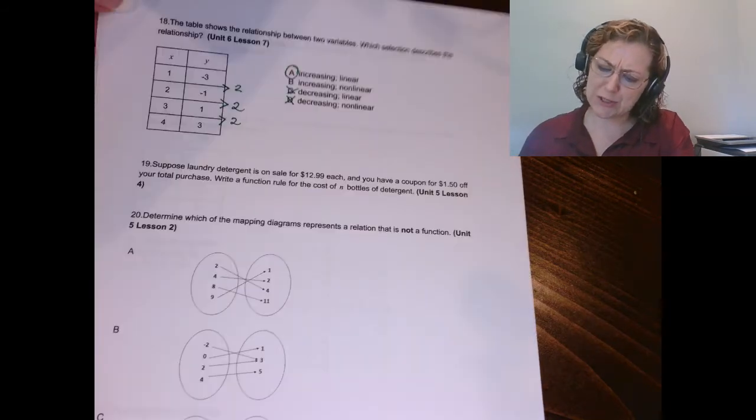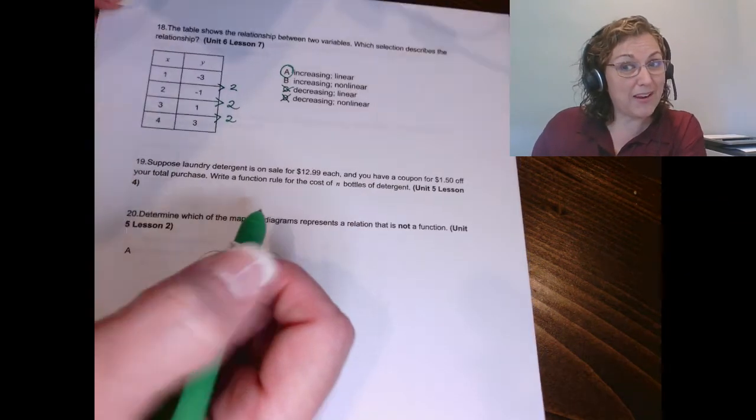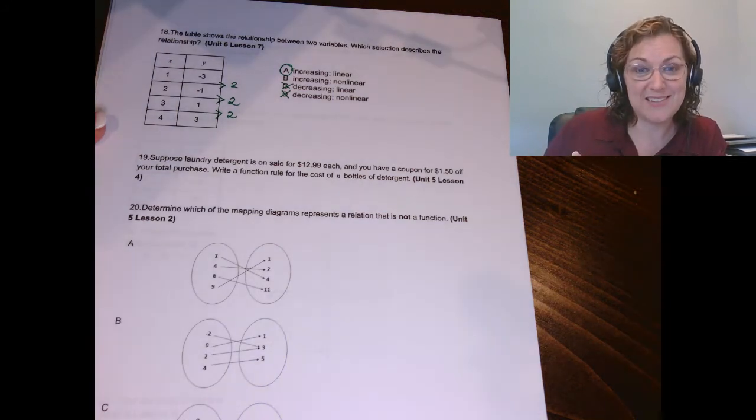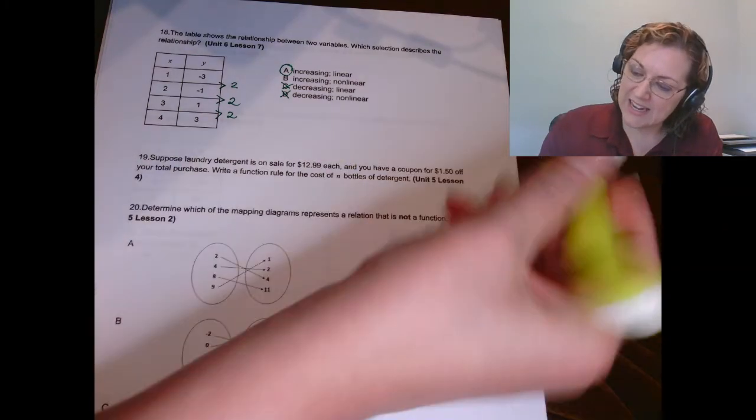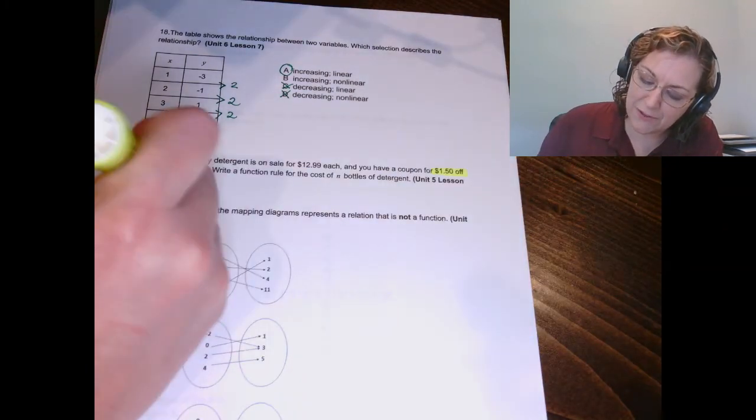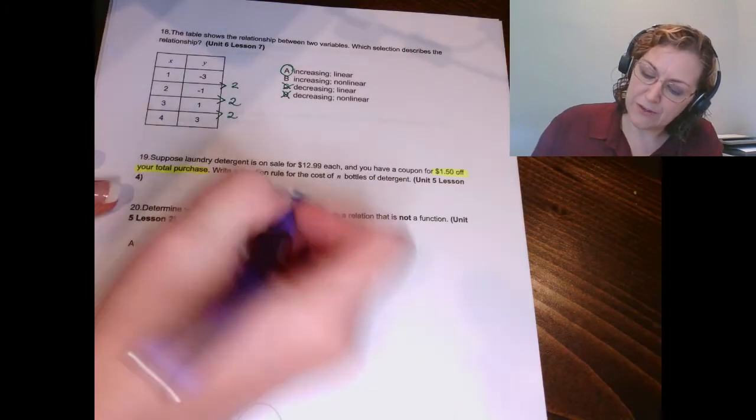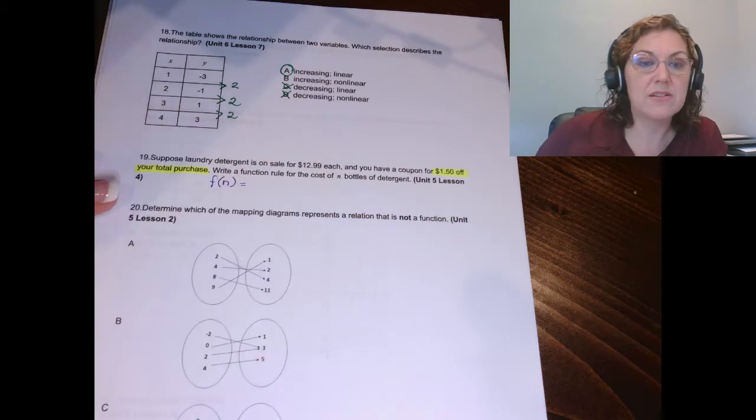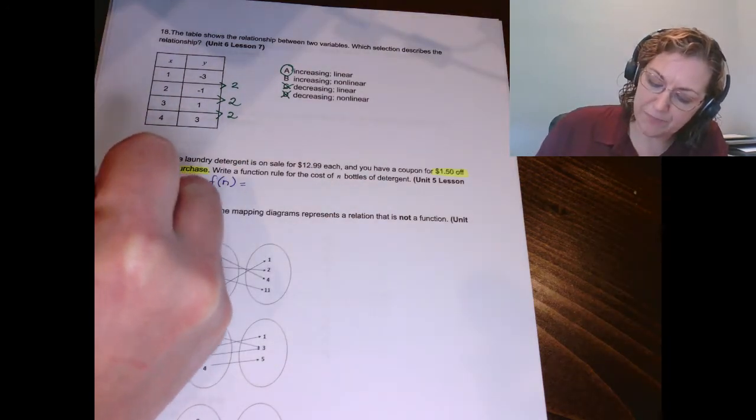Suppose laundry detergent is on sale for $12.99 each, but you are the lucky one and you have a coupon for $1.50 off the total purchase. Notice that is not per laundry detergent. It's $1.50 off your total purchase. So write a function rule for this. We're going to write a function rule, and I'm just going to call it f of n.